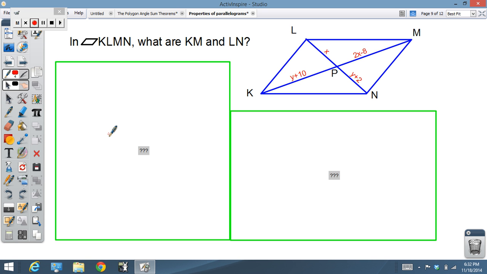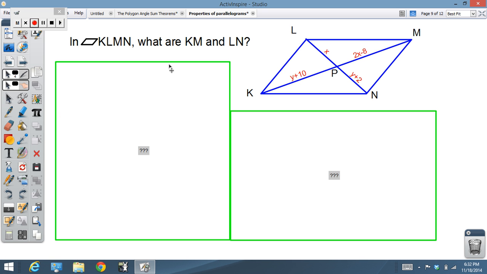So, one example of a way we might use this: what are KM and LN? Given this information, knowing that it's a parallelogram, how are we going to use this information? Well, pause for a second, think it through, click start when you're ready.